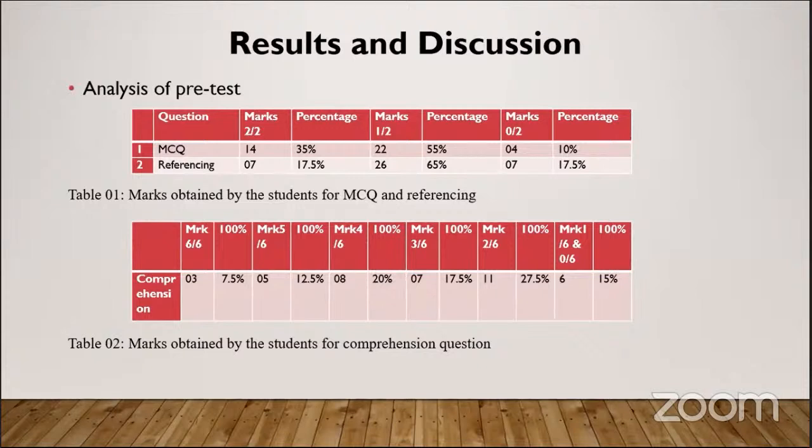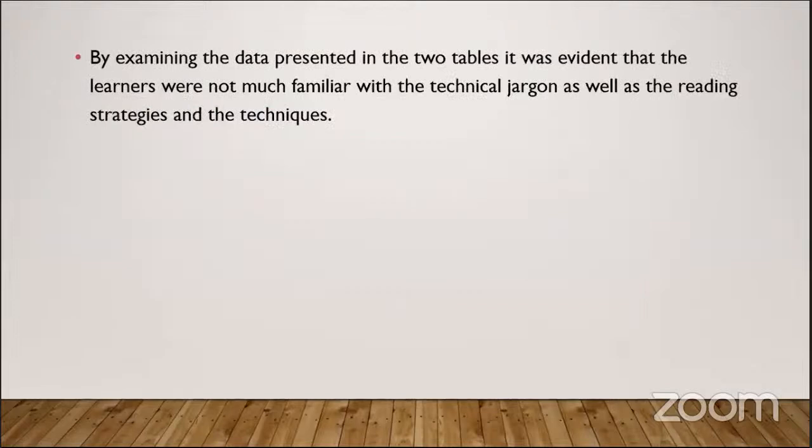So, these two tables illustrate the percentage of students who obtained marks for each question separately in the pre-test. The majority of the students were able to score only 1 mark for both the MCQ question and the referencing question. For the comprehension question, only 70.5% of students were able to score all 6 marks. The majority of the students, 27.5%, have scored only 2 marks out of 6 marks for the question. By examining the data presented in the two tables, it was clear that the learners were not much familiar with the technical jargon as well as the reading strategies and techniques.